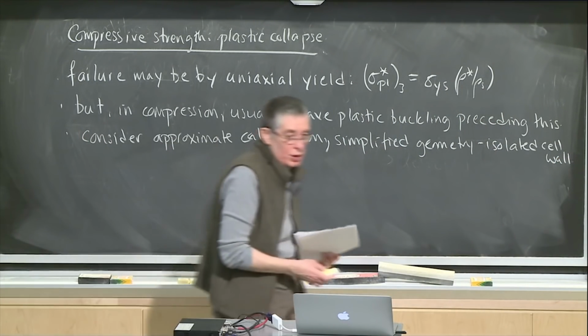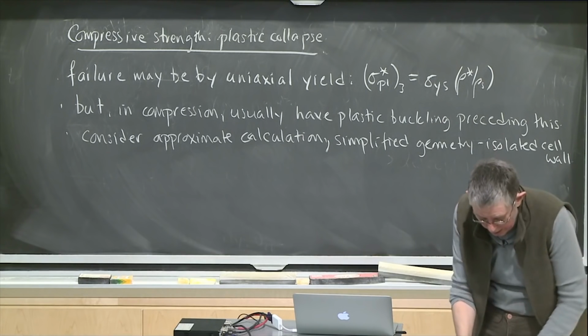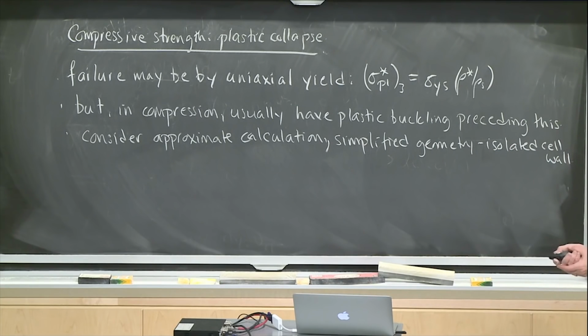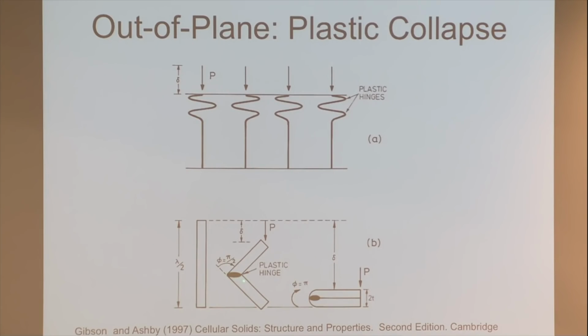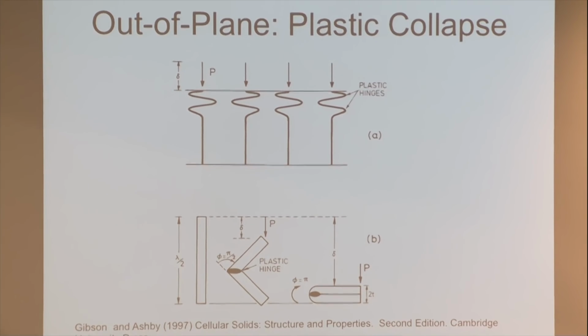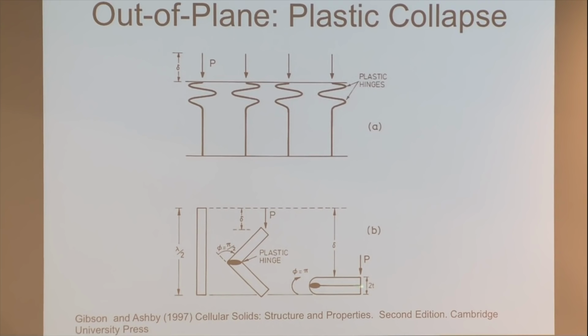So what we're going to do is look at our isolated cell wall. And if you look at the figure here, the wall is going to be vertical initially. And as we load it, eventually it's going to buckle, and we're going to form one of those plastic hinges in the middle here. And then the thing is then going to rotate about that plastic hinge and just kind of fold up. So at the bottom here, it's completely folded up, okay?